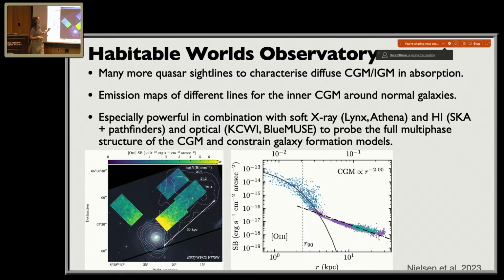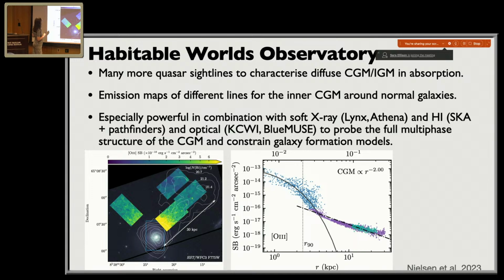With a Habitable Worlds Observatory, as Sanj said, we can do so many more sightlines and get so much more information about multiple sightlines through the same halo. You can also slice and dice it in order to make azimuthal samples where some are probing the outflows, inflows, etc.